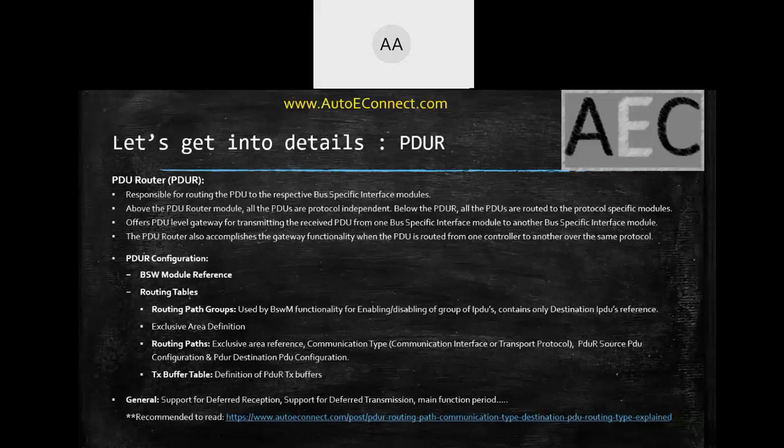And again, the destination PDU routing type will be there, where you will have to tell whether it is an API forwarding type or another supported format, like if you want to do a gateway routing. Like we have discussed, there are gateway routing and API forwarding.